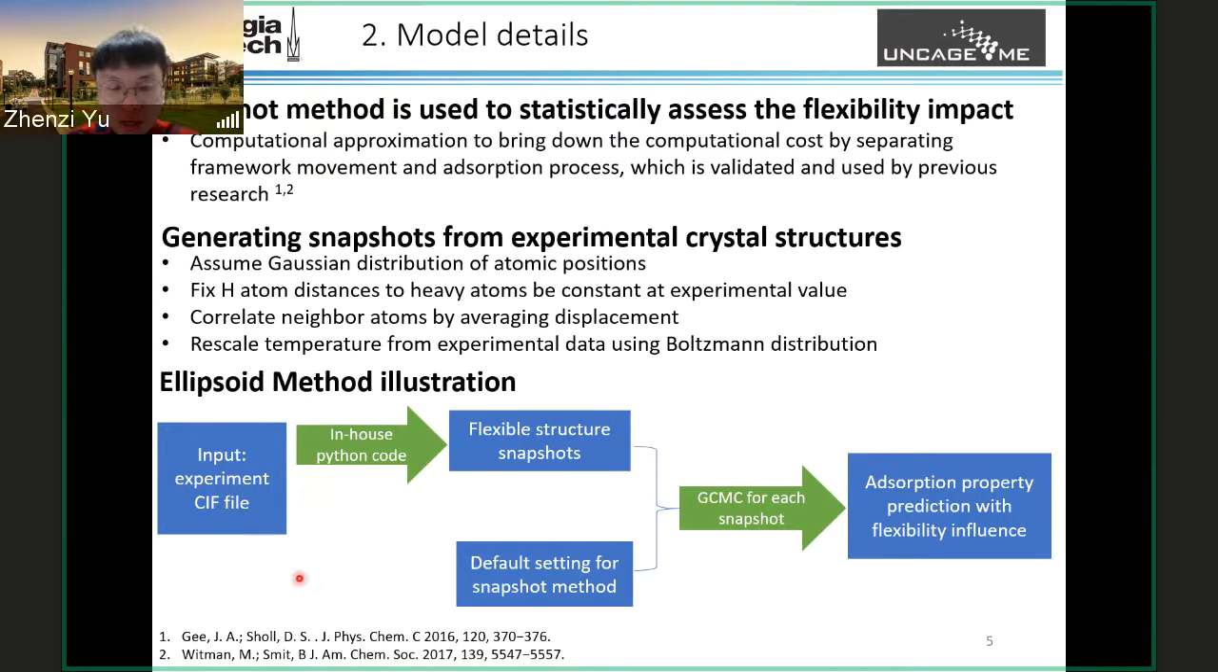So the only input for this whole model is the experimental CIF file, and by going through in-house Python code, we'll generate a bunch of flexible snapshots. And each of these snapshots will go through GCMC, and the overall results from the GCMC will be averaged, and this would be regarded as the adsorption property prediction with flexible influence.